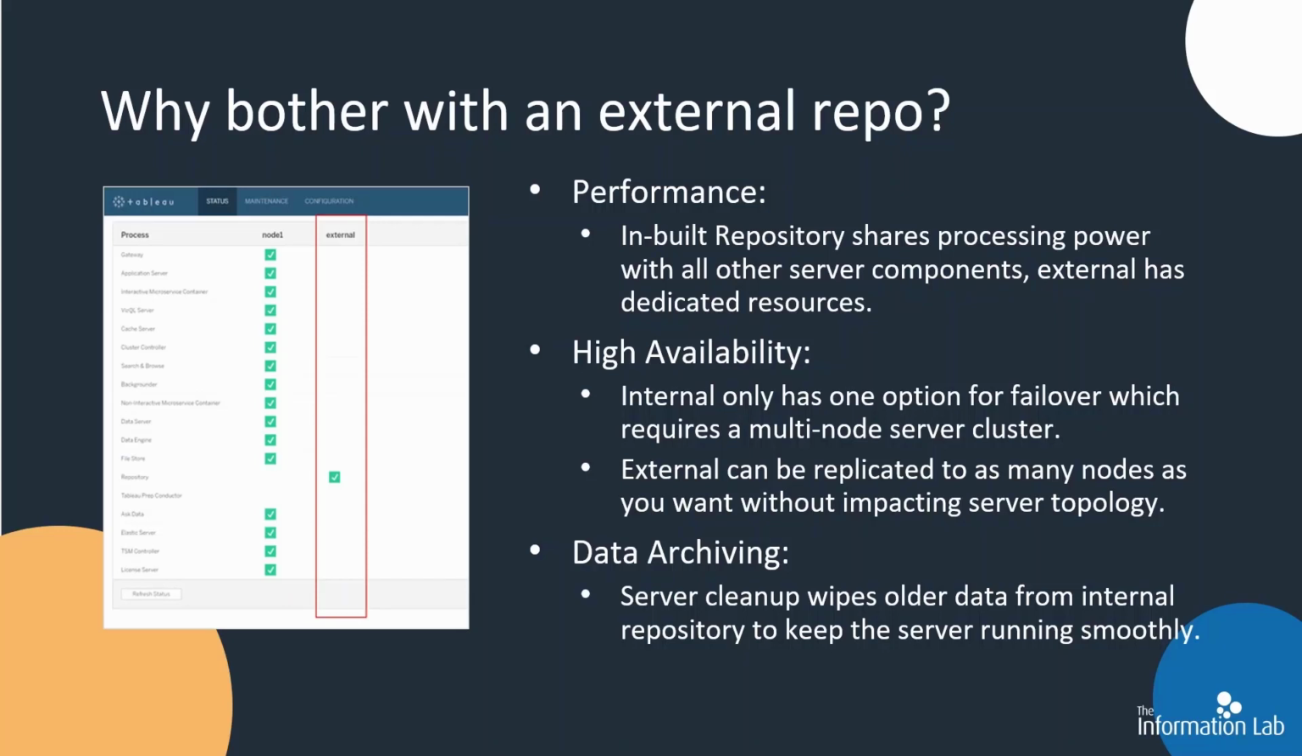Another reason why you might want to do this is to ensure high availability. If you have an internal Postgres only, there are options for failover. So if one of your server nodes goes down, you can set up a failover to a secondary node with an active and a passive repository. But you are kind of limited as to how you can set this up. It's a bit of a black box. There's not really that much configuration you can do on how it's going to handle that failover.